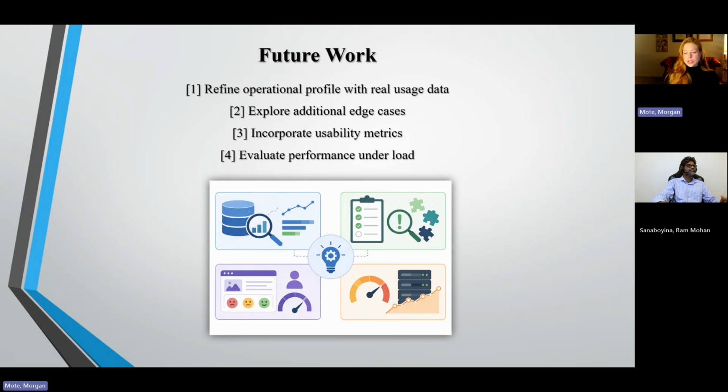So for future work, there are several directions that could further enhance this evaluation. One approach is to refine the operational profile using real-world usage data, which would further improve the accuracy of the UBST model. Additionally, exploring more edge cases could also help uncover behaviors that were not observed in the study.